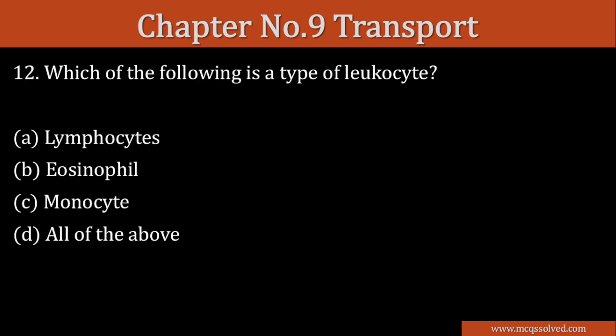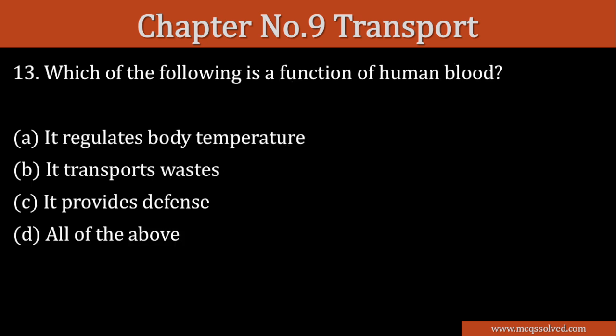Which of the following is a type of leukocyte? The right option is all of the above: lymphocyte, eosinophil, monocytes. So the all of the above option is the right one.